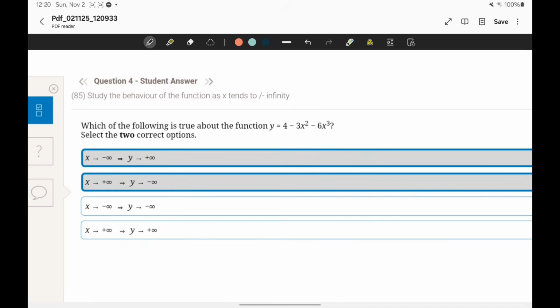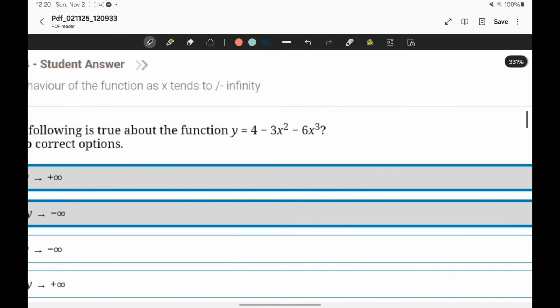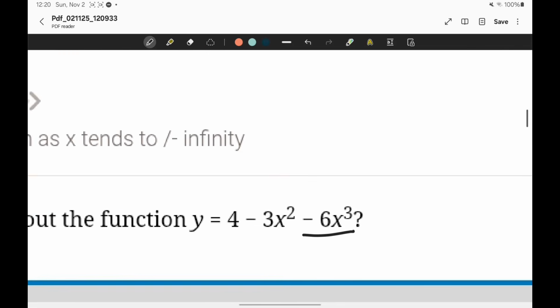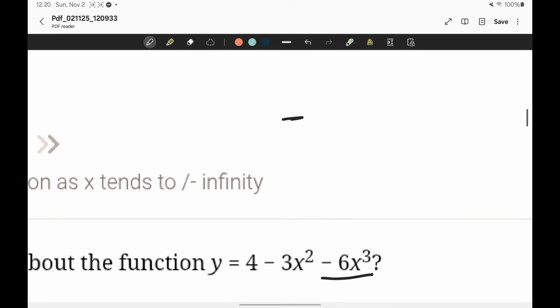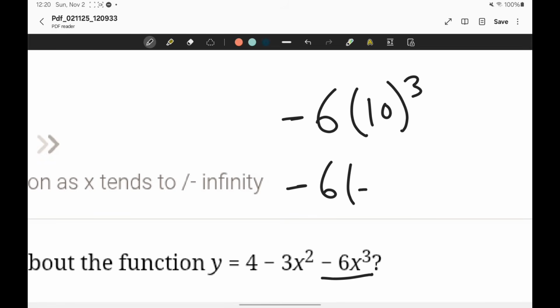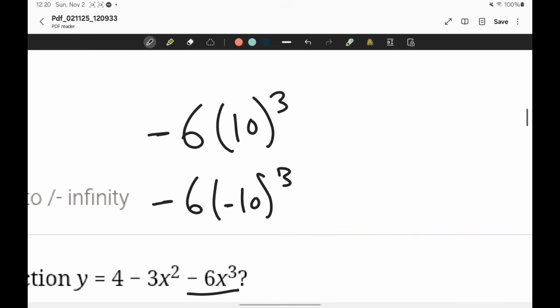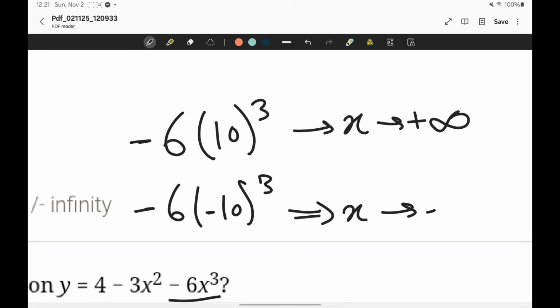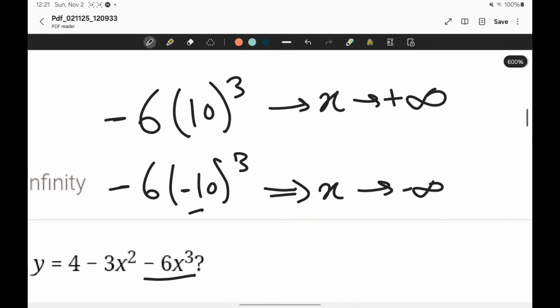Number 4, they want the behavior of a function as x is getting to negative infinity or positive infinity. To study the behavior of any function, we're just going to take the biggest part, so the x with the biggest power. We're going to take this and put inside of it a positive and a negative number. We'll take 10 cubed and negative 10 cubed, for example. Since here we're doing a positive number, we're testing for x approaches positive infinity. And for this one, we're testing for x approaches negative infinity, because here it's a negative number.